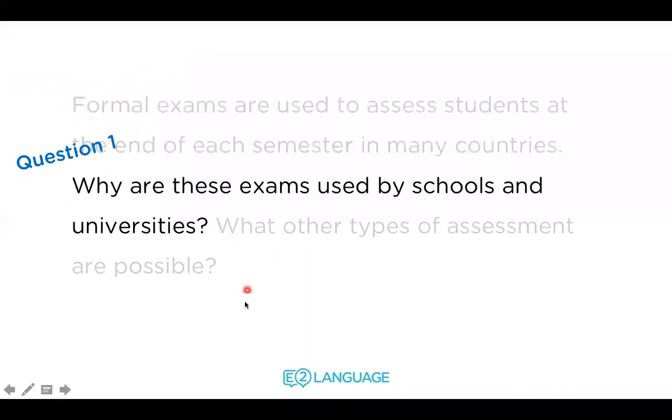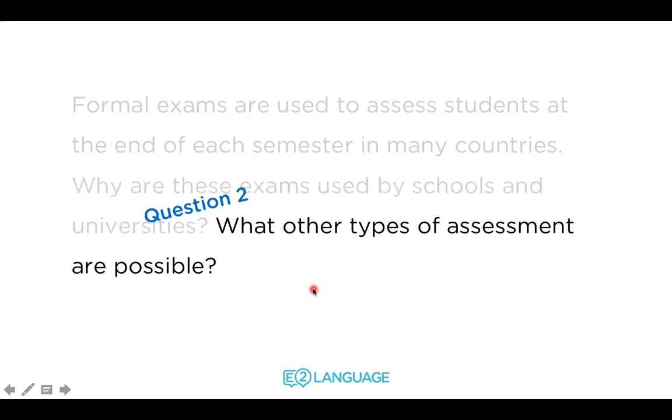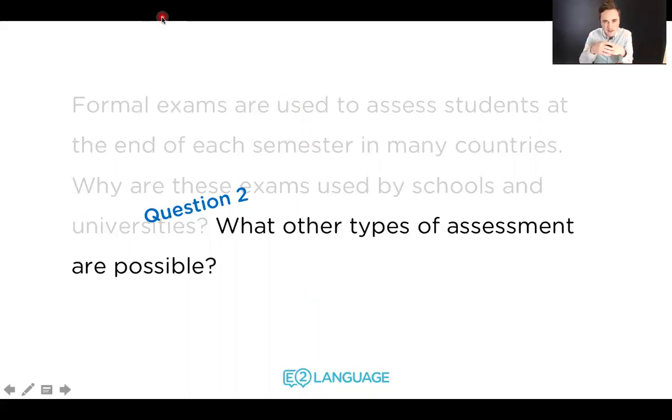The second sentence is a question. It's what we call question 1. It says, why are these exams, formal exams, used by schools and universities? The third sentence is question 2. It says, what other types of assessment are possible? So we have 3 question parts: a general statement, question 1 and question 2. That's why this is called the double essay question.